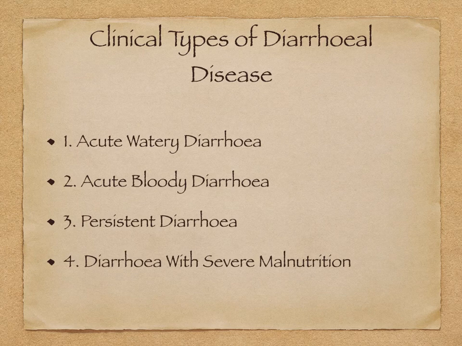The third is persistent diarrhea, which lasts 14 days or longer. The main danger is malnutrition and serious non intestinal infection. Dehydration may also occur. Persons with other illnesses such as AIDS are more likely to develop persistent diarrhea. The fourth clinical type of diarrheal disease is diarrhea with severe malnutrition, which is marasmus and kwashiorkor, and the main dangers are severe systemic infection, dehydration, heart failure, and vitamin and mineral deficiency.